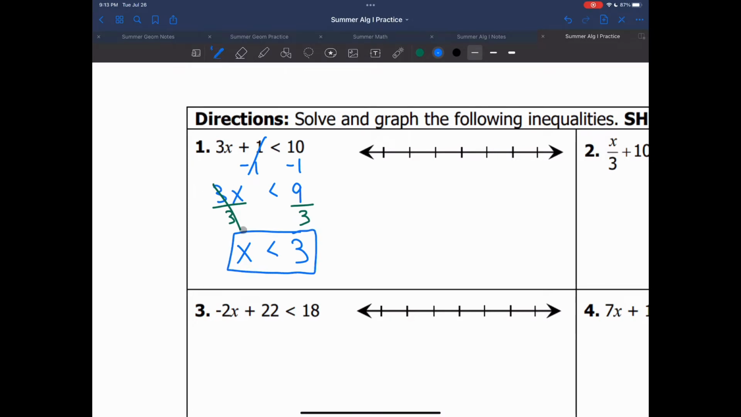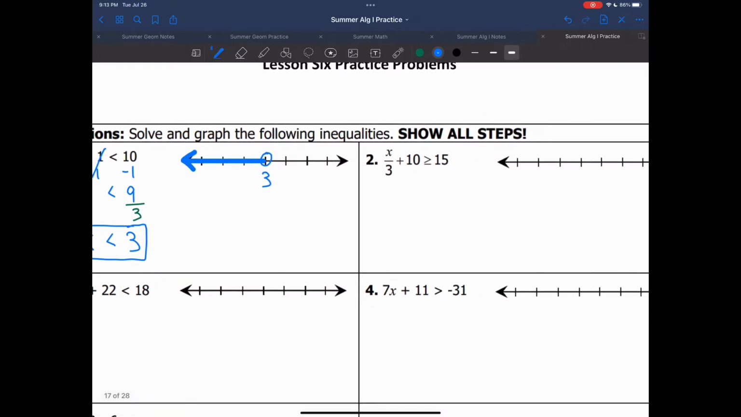Okay, x is less than 3, so let's go graph it. Let's put our 3 here on our number line. We know it's going to be an open circle. And less than means we're going to shade to the left. Always to the left if it's less than, always to the right if it's greater than. An open circle because there's no line underneath this. It's a closed circle if there is a line. All right, very good. Number 2.